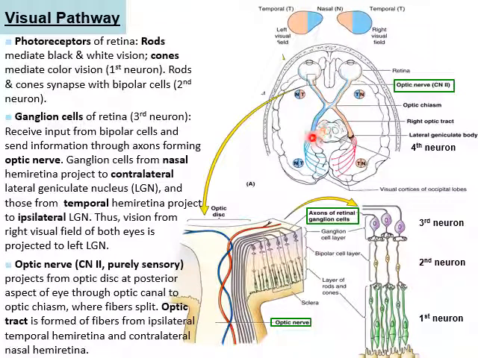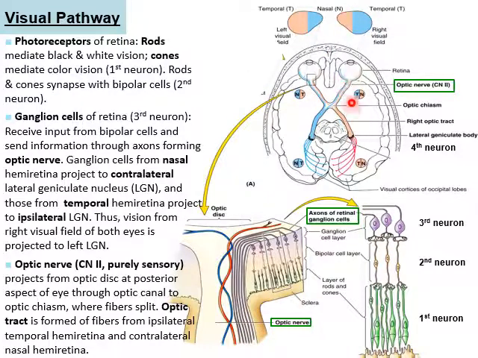And similarly, the lateral geniculate body and the optic radiation, they are all carrying what is seen at the opposite side. So the left visual cortex is seeing what is present on the right half of the visual fields of both eyes. And the same occurs at the opposite side.